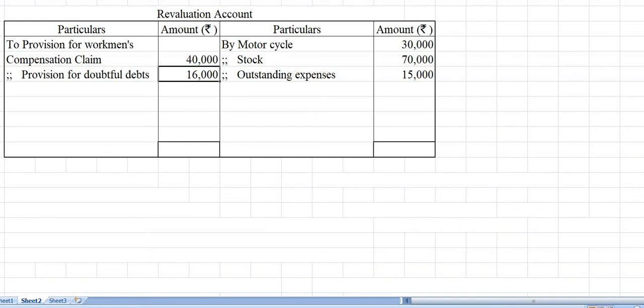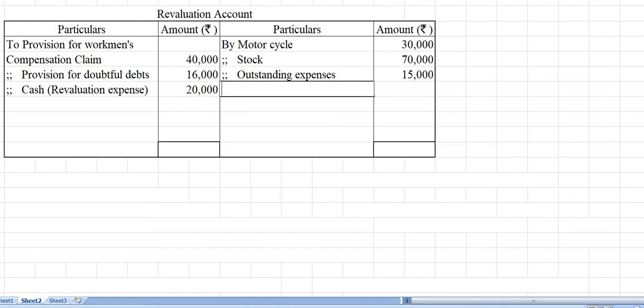Then goodwill is valued at rupees 1 lakh. That we need not write here. It will be adjusted in the capital accounts of partners. Let us see the last adjustment. Auditors are doing the revaluation work. For them, an amount is paid. So revaluation expense paid in cash. So to cash, how much? 20,000 is the amount that is written.